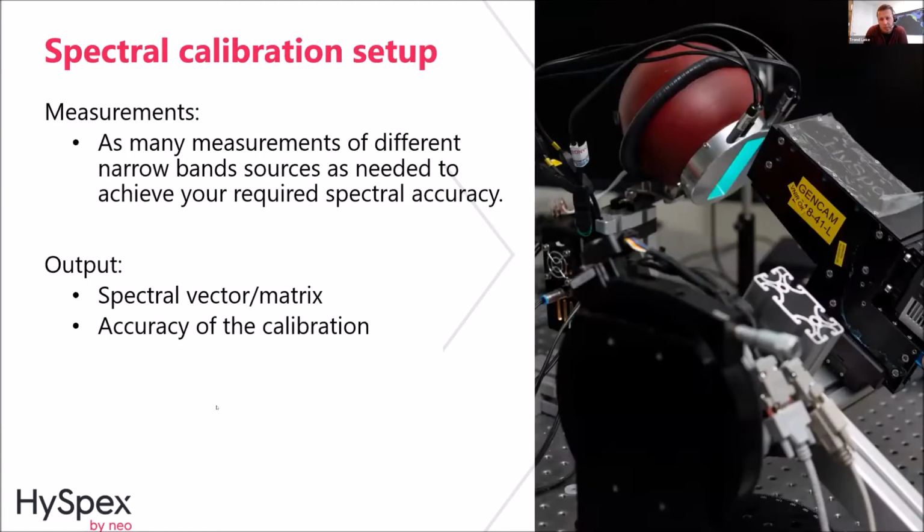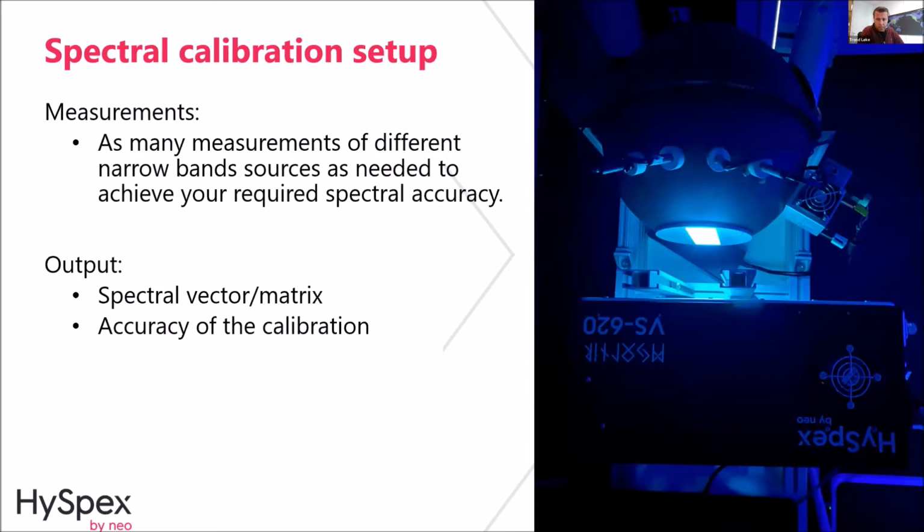This is a typical setup. For example, you're looking into an integrating sphere when doing the spectral calibration to fill the full well. That might be hard with a monochromator, because you usually have very little light, so a tunable laser is maybe a better option. The output of the spectral calibration is basically a spectral vector or a spectral matrix, depending on whether you have low spectral distortions in your image or not. You should also have an output which is the accuracy of the calibration itself.